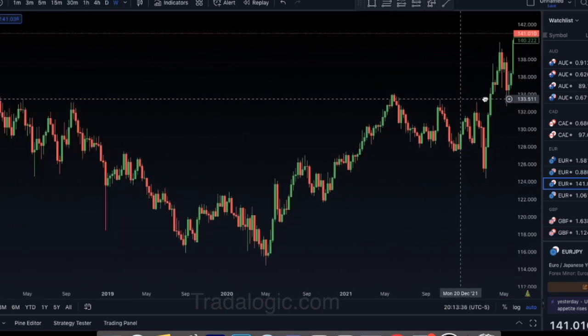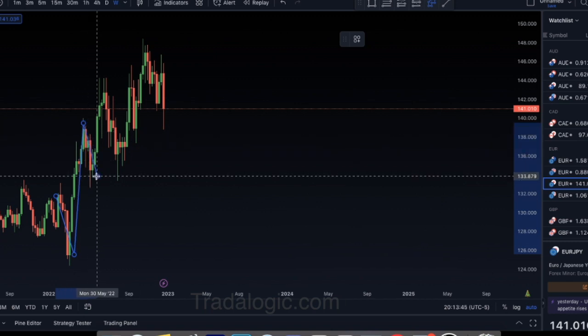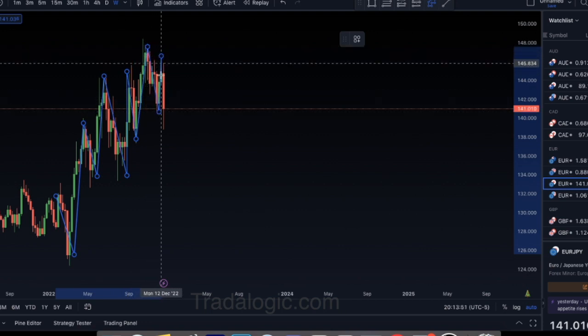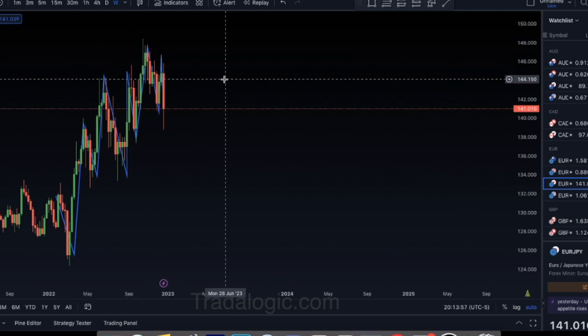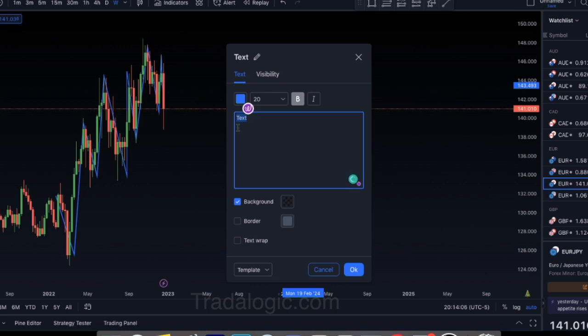Let's go to the weekly time frame. As we can see, we are absolutely bullish. Yep, as you can see, the weekly time frame on the Euro JPY is bullish. I'm just gonna go and write it down so we don't forget. Weekly bullish.